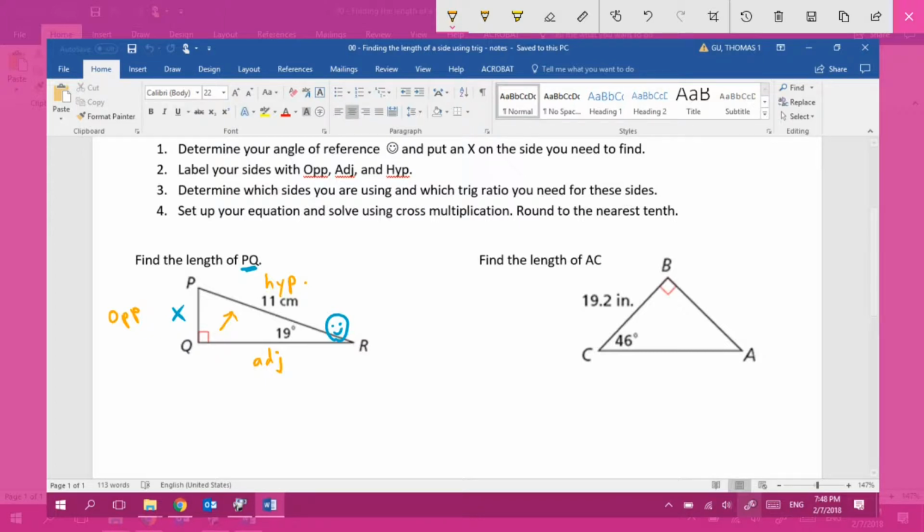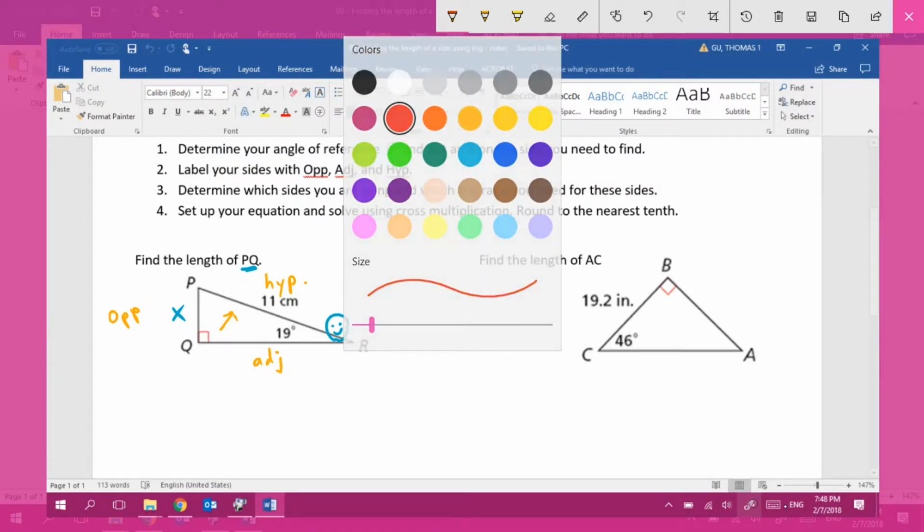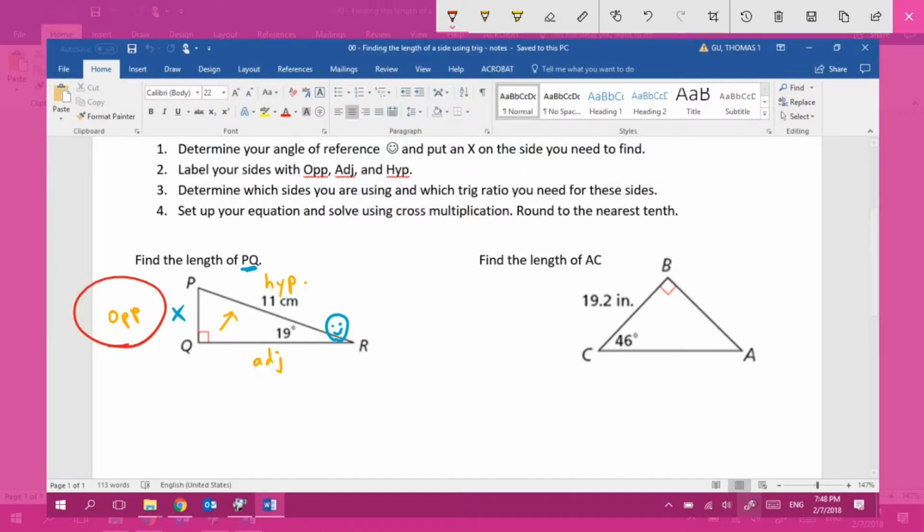Next, step 3, determine which sides we're using and which trig ratio we need for the sides. Pretty much that means look at the side that's missing and then look at one of the sides that you have and which ratio uses both of those sides. On this one, the side that's missing is over here, the opposite. That's X, right? And then which side do we know? That's hypotenuse, because that's 11 centimeters. They gave that to us. So which trig function uses the opposite and the hypotenuse?